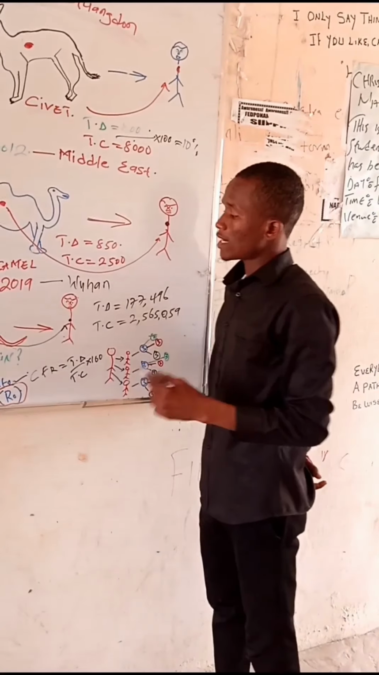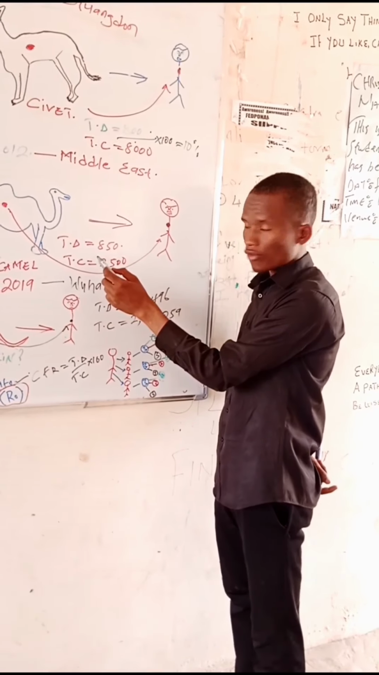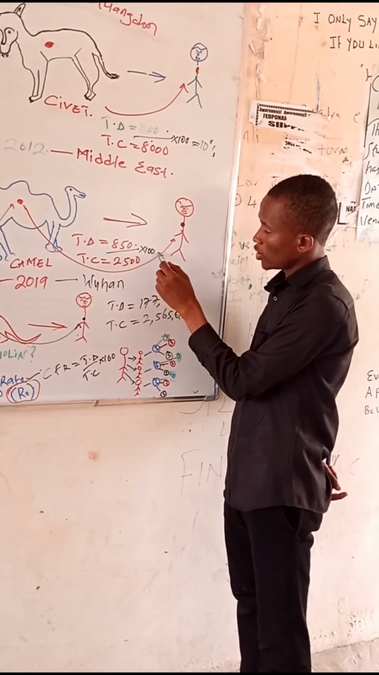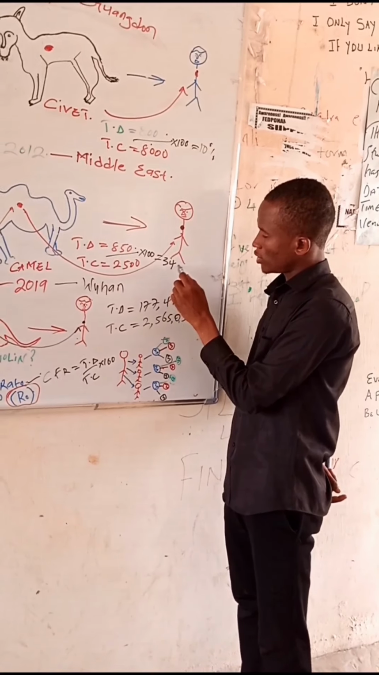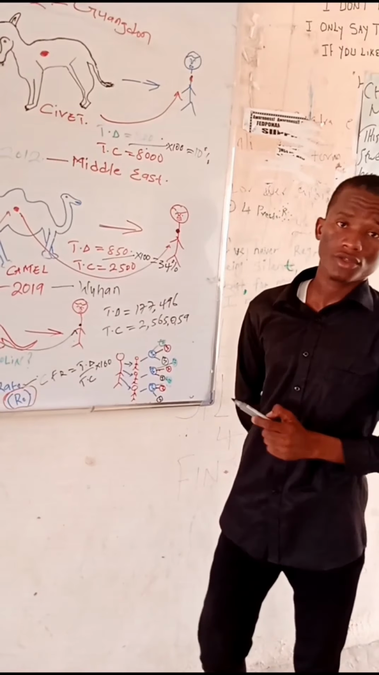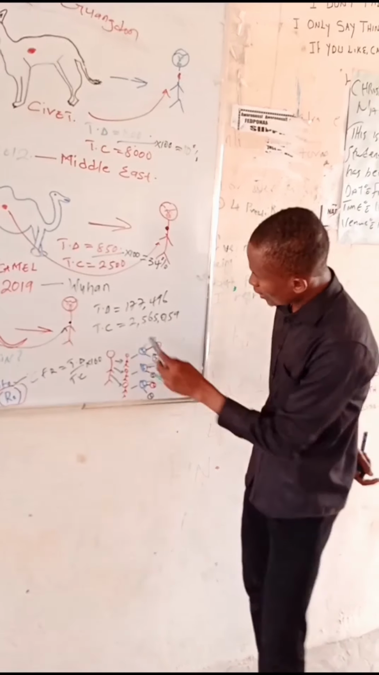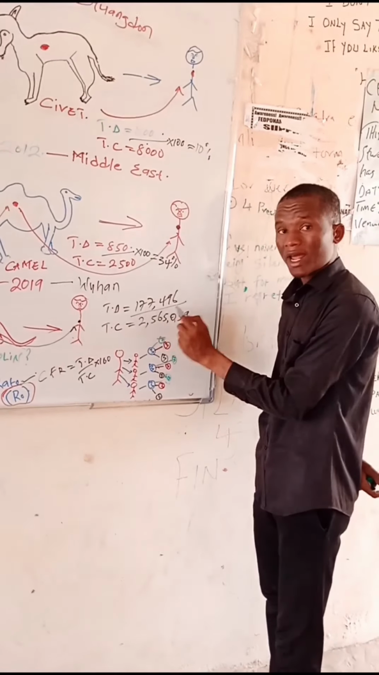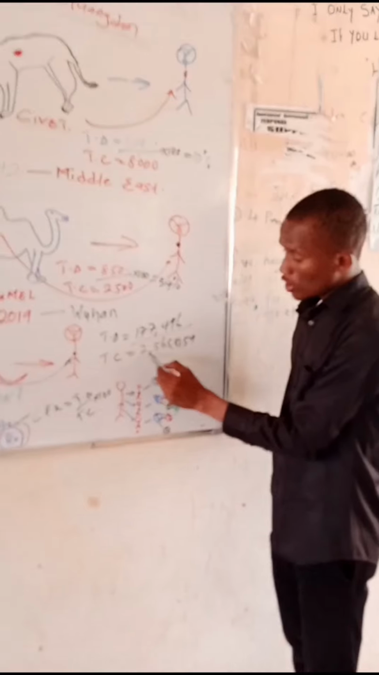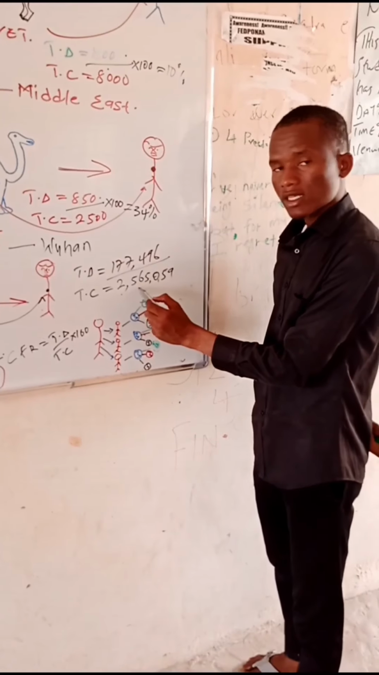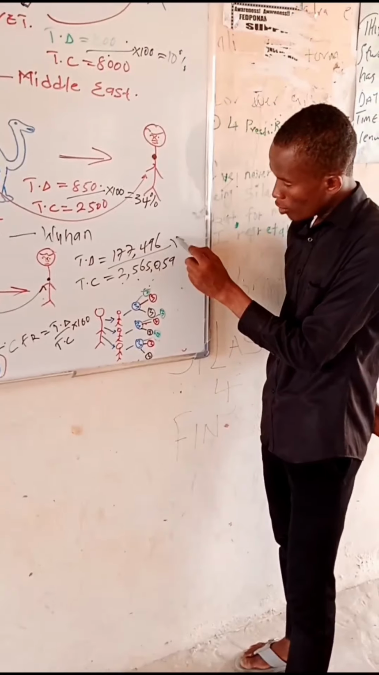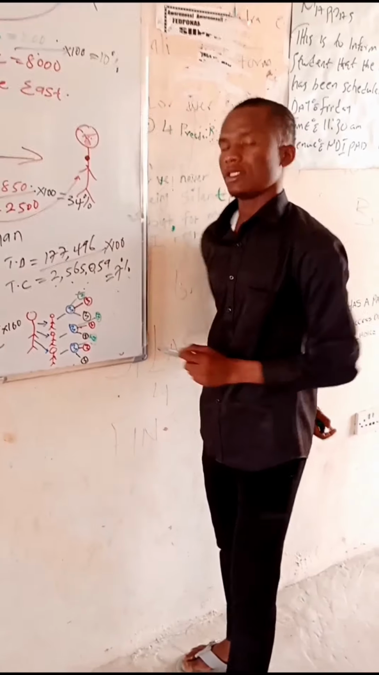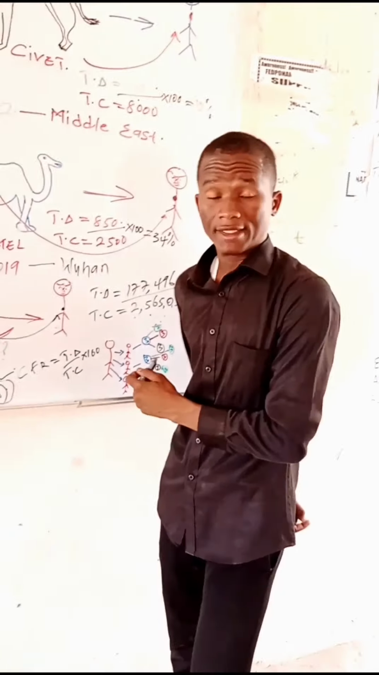So the second coronavirus outbreak is MERS. The total cases are 2,500. We divide the total deaths, 850, by this, and we multiply by 100. We have a mortality of about 33%, which is very serious. So let's see for COVID-19. For COVID-19, we divide our total deaths, 177,496, by total cases, which is 2,565,059, and we multiply by 100. We get a figure of around 7%. So that is for COVID-19.